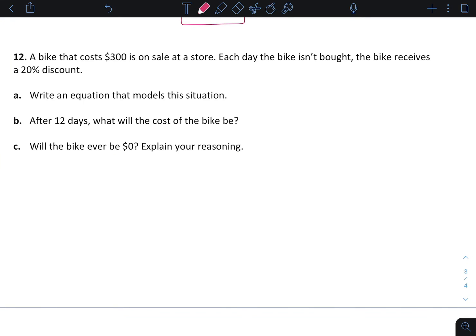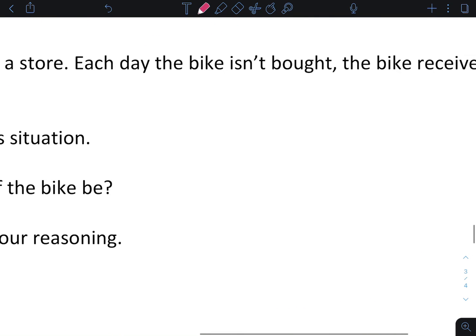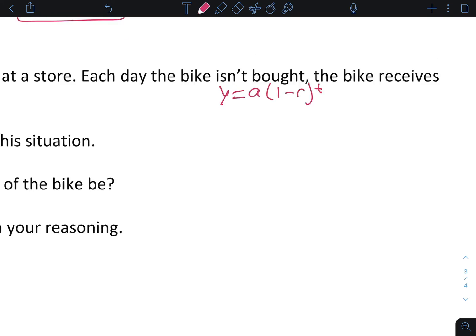Finally, let's finish up with number 12. We've got a bike that costs $300. Each day the bike is bought, it receives a 20% discount. So think to yourself, is my cost increasing or decreasing? The word discount, thankfully, means a decrease. So that means we have a decay here. So I'll go ahead and go back to the formula we love and like so much. Y equals A times 1 minus R to the T.